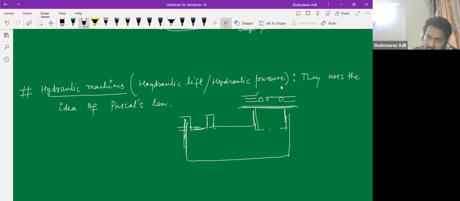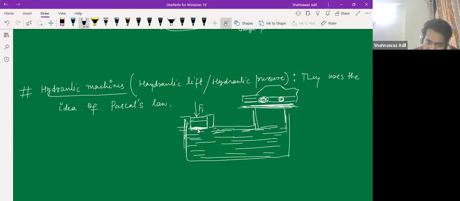How do we make a car? Right, so we have this car, and this car is kept on this thing. We are applying a small amount of force, let's say this area is small, right? You can see that this area is small, and we are applying a small force F1. This has some area. This is some water or some fluid.